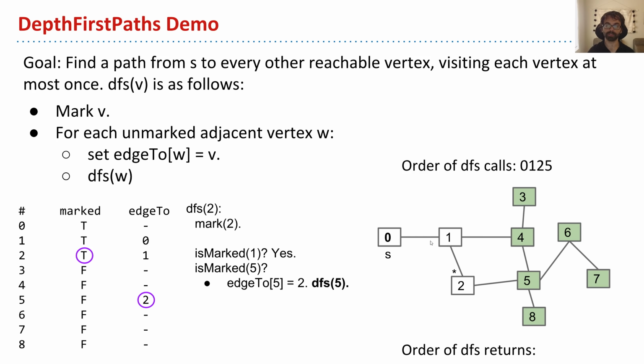Okay, so next we call DFS of 5. 5 will look back at 2 and say, hey, 2, I'd like to check if you're marked. And 2 says, yeah, I'm marked. Look, the value is true. However, 4 is unmarked. So we're going to set 4's edge to value to 5 and then call DFS of 4. So in this case, every time we're visiting a node, we're thinking about that as meaning setting its edge.